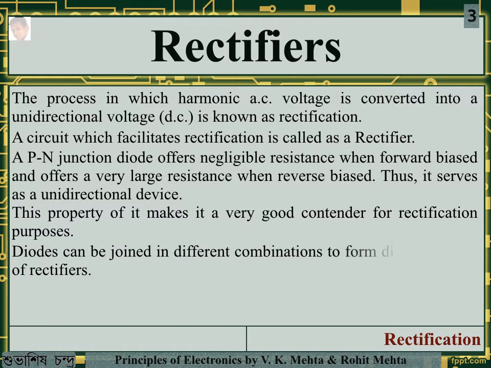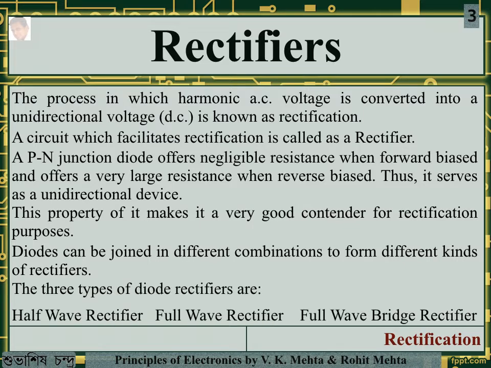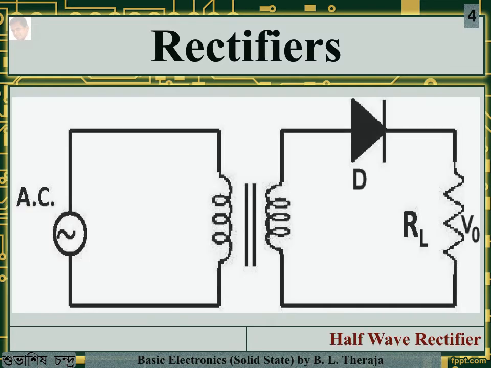Now this property of it makes it a very good contender for rectification purposes. Depending upon the number of diodes or the combinations of diodes that we use, we have three different kinds of rectifiers: half wave rectifier, full wave rectifier, and full wave bridge rectifier. We will look into the working of the half wave rectifier first.